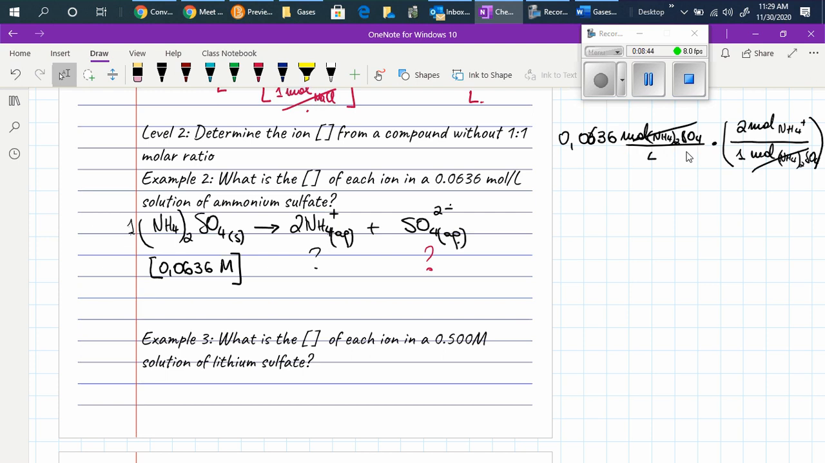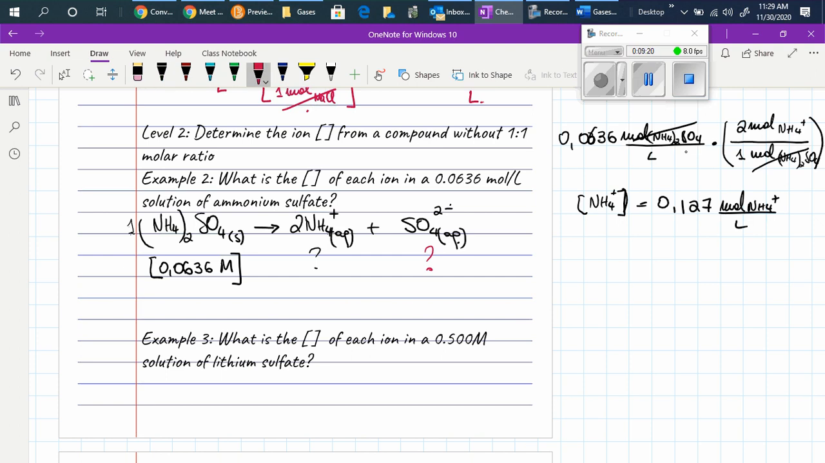So moles of ammonium sulfate cancel out, and then we will have a concentration of ammonium ion, NH4, as 0.127 moles of NH4 per liter, or you could say just simply molarity of NH4.